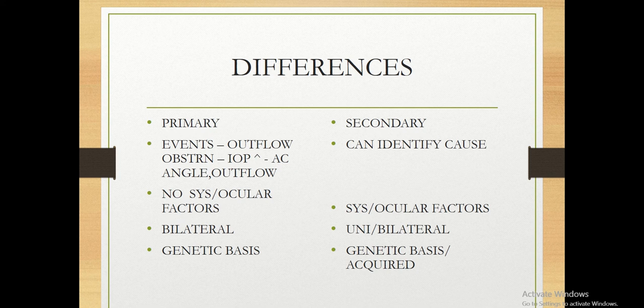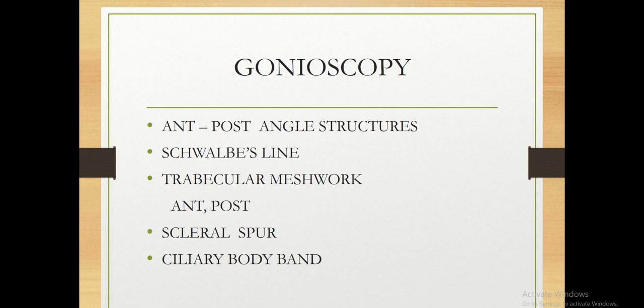Whereas if it is a secondary, you can usually identify another cause and it may be associated with predisposing systemic and ocular factors, may be unilateral or bilateral, may have a genetic basis or may be acquired. So primary usually does not have any systemic or ocular factors and is usually bilateral with a genetic basis, whereas in a secondary you will be able to identify a cause on many occasions. It can have a genetic basis or may be acquired.